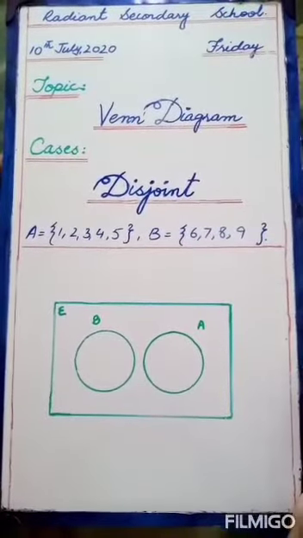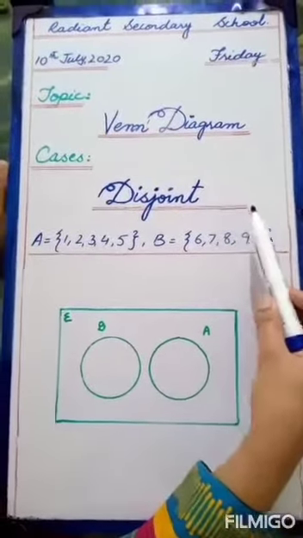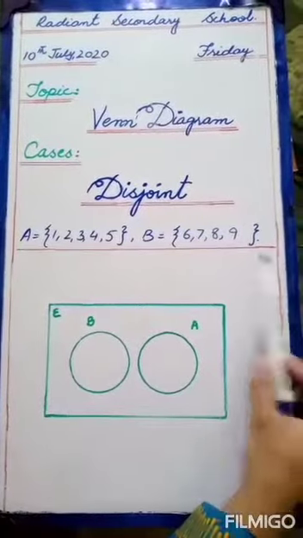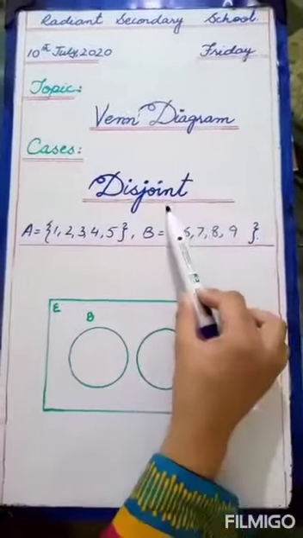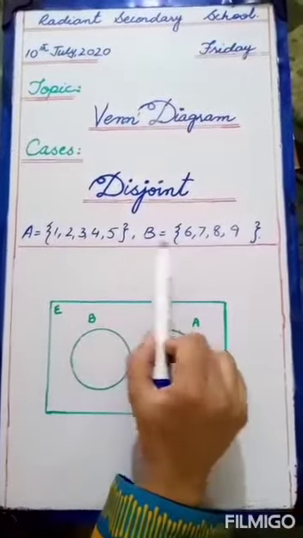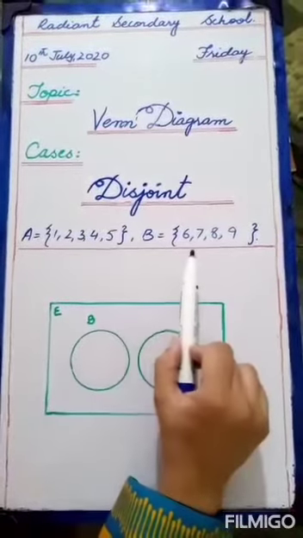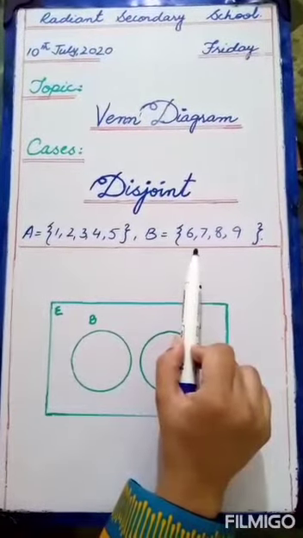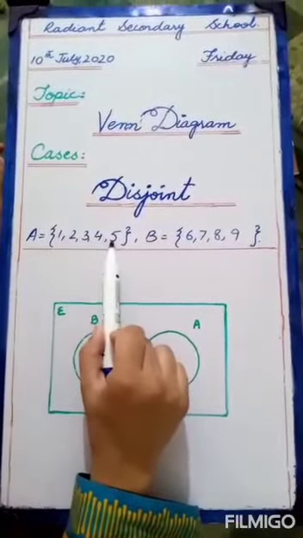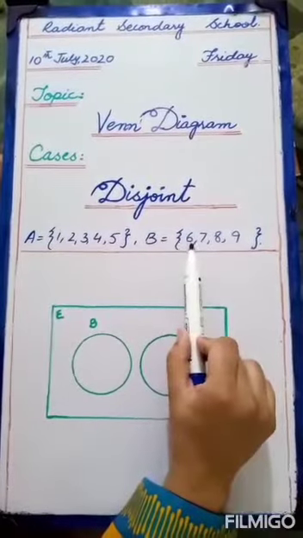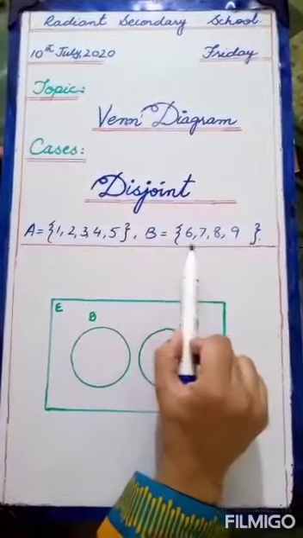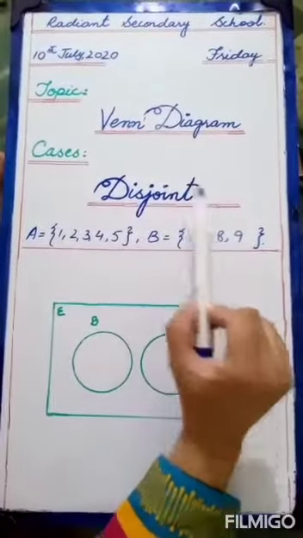Okay class, now the next case is the disjoint case. As I have told you in the previous case, when we have no elements common in both the sets, then it will be a disjoint case. Suppose you have two sets, let's say A and B, and you can see that in these two sets no element is common. Like in this set the elements are 1, 2, 3, 4 and 5, and in this set the elements are 6, 7, 8 and 9. You can see that no element is common in both the sets. So it will be the case of the disjoint sets.